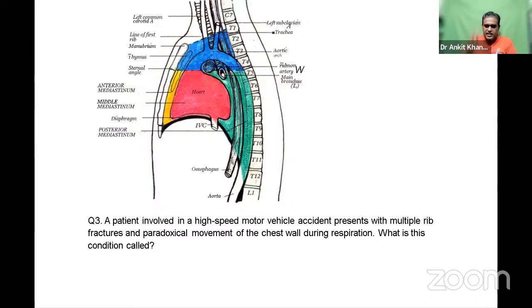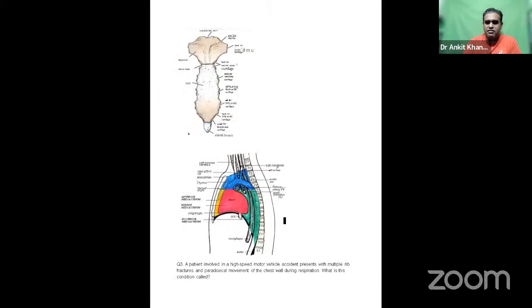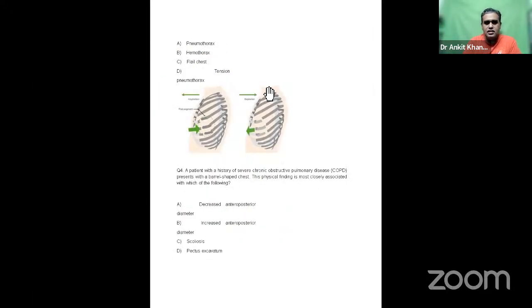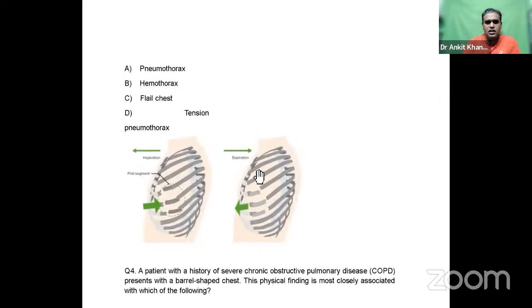So there's a high-speed accident, multiple rib fractures, leading to the paradoxical movement. What is this condition? This is by definition known as flail chest. It is known as flail chest, F-L-A-I-L. Without a piece of doubt, undoubtedly go with option number C, flail chest. That gives rise to your paradoxical movement, having multiple rib fractures. And here you have to see the definition of the flail chest.